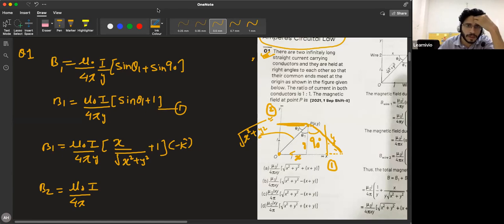Answers: Nabil, Akshay, Anshika, Saifullah. Can you repeat again? X. The perpendicular distance between the wire and the point, that's x now. So I by x.